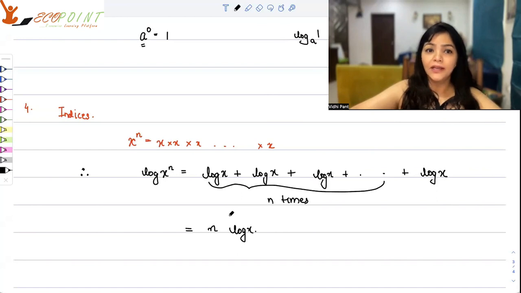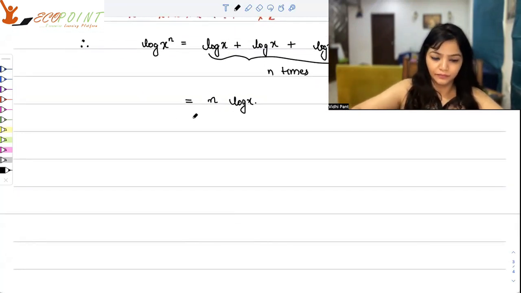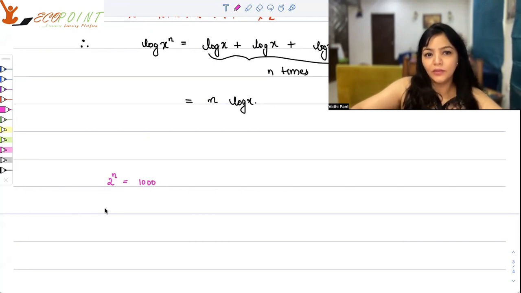Take a note of something. Here, n could even be a non-integer. Then also this property is true. Let me now give you an example here. What is the solution for 2 to the power n equals 1000? Let's take logarithm on both the sides. So it's going to be log base 10 of 2 to the power n is equal to log base 10 of 1000.